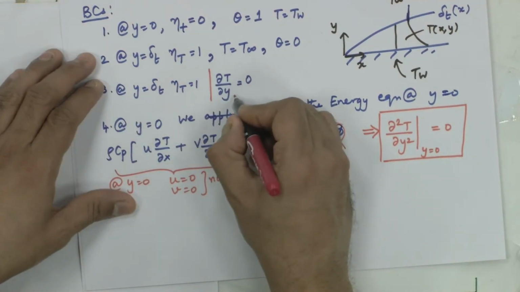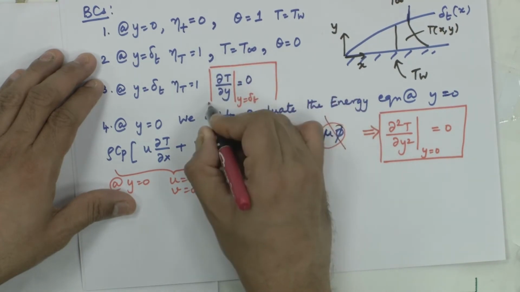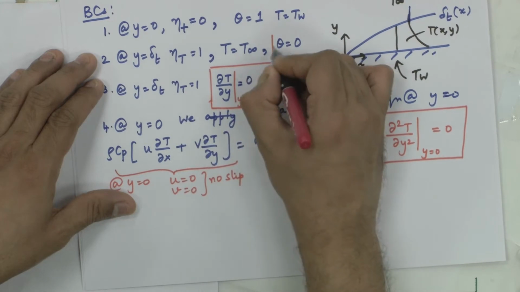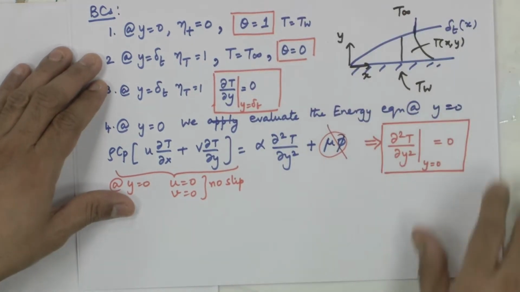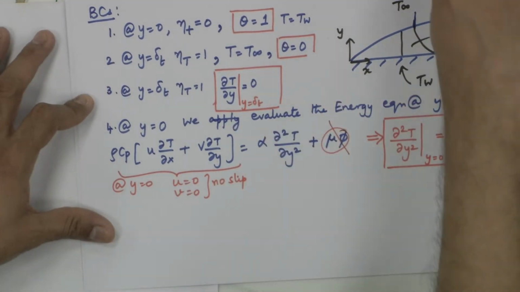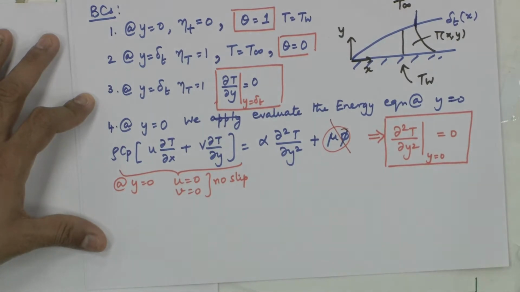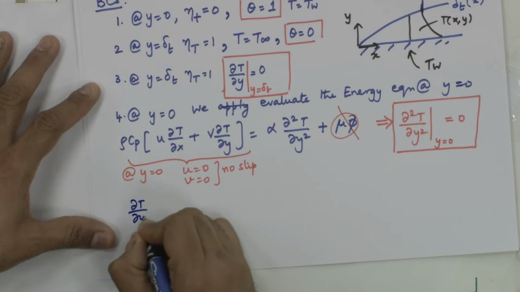Third boundary condition, at y equal to delta t, dT by dy equal to 0. This is the other boundary condition. So, 4 boundary conditions are there, and using this I should be able to get the coefficients. What do I do for that? So, I evaluate dT by dy.